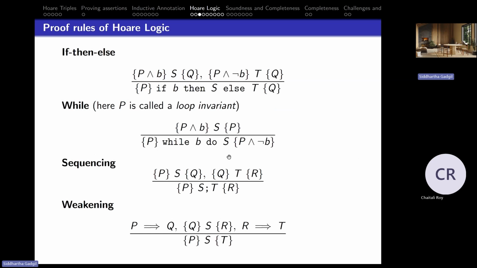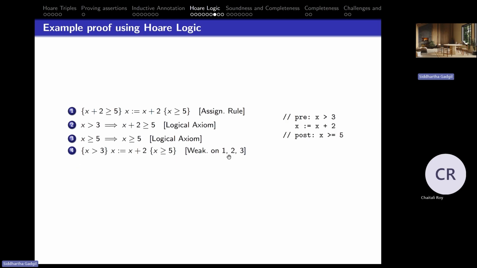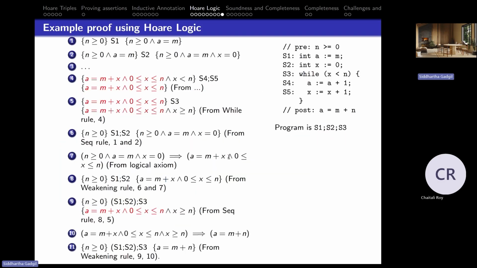There are rules like this, and I've given an example proof here. It just proves that if x is strictly greater than 3 and I do x equals x plus 2, then I'll come out with x greater than negative 5. This is the full proof in Hoare logic. So what is a proof in Hoare logic? I give you a sequence of statements like this. Each statement is a Hoare triple, and each statement is either one of those axioms, or you get it by applying a proof rule to some earlier things that you have. So it's very similar to a proof that you would do in mathematics.